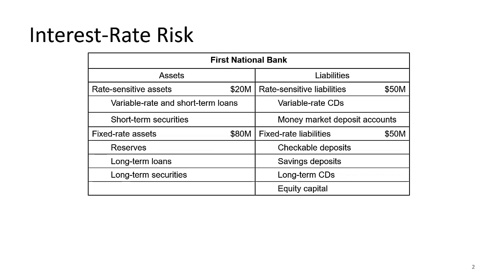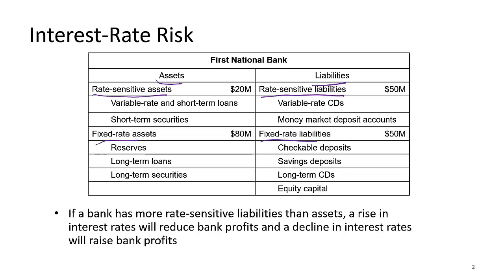So this is a balance sheet of a First National Bank with the assets and the liabilities. You can see that there are fixed rate assets and fixed rate liabilities, and there are rate sensitive liabilities and rate sensitive assets. What is fixed rate? The rate that does not change no matter what the market condition is. Whereas for rate sensitive liabilities, the interest rate can change based on the market situation. So if a bank has more rate sensitive liabilities than assets, a rise in interest rates will reduce bank profits, and a decline in interest rates will raise bank's profit.